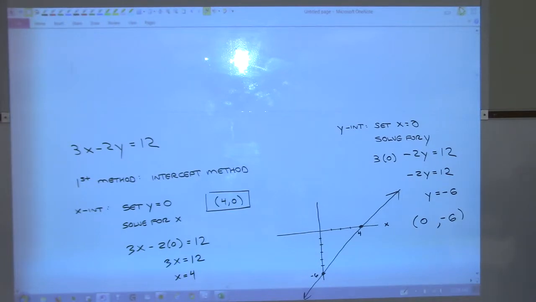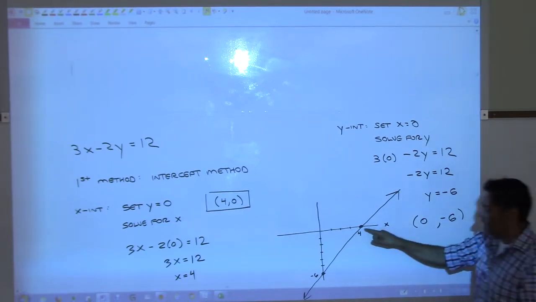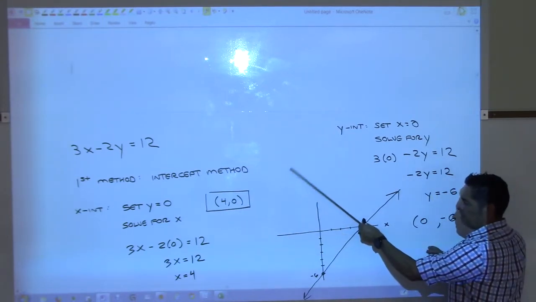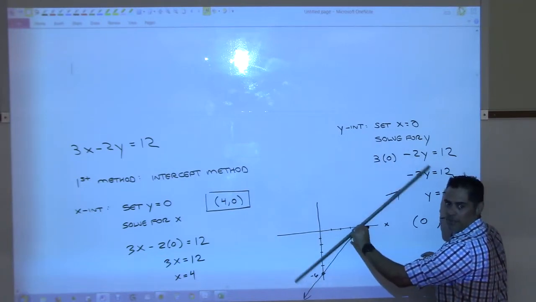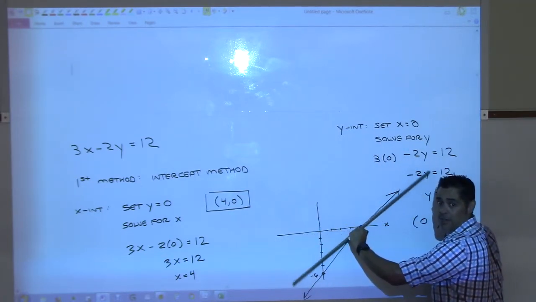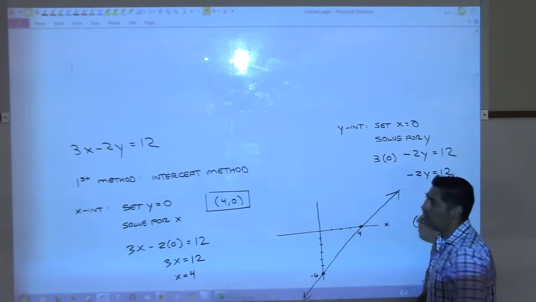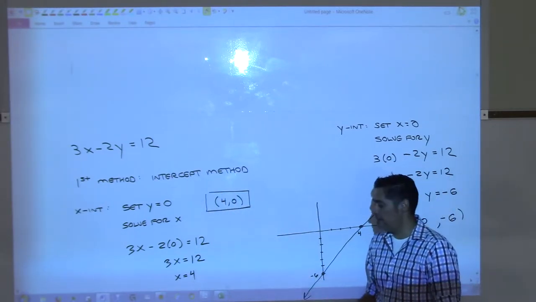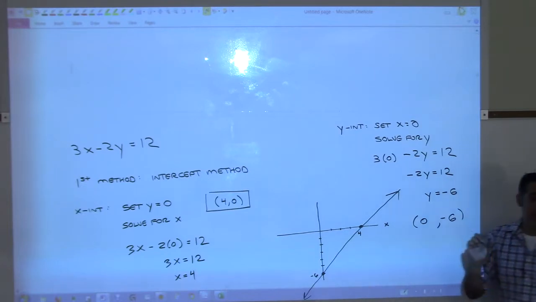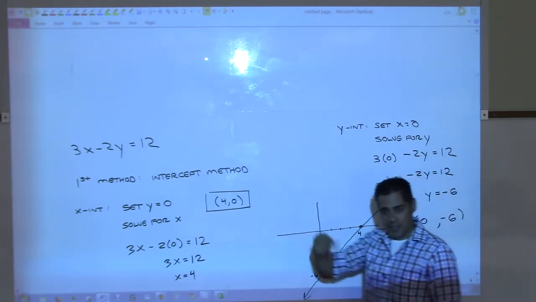Do we always have to find the x and the y? Well, you need 2 points, right? If you just found 1 point, there's an infinite number of lines that go through that point, right? So you need another point to be able to draw me a straight line. So you have to do them both. Yes, if you're using this method. Now there is a way to draw a line with only 1 point, but that's the next method.